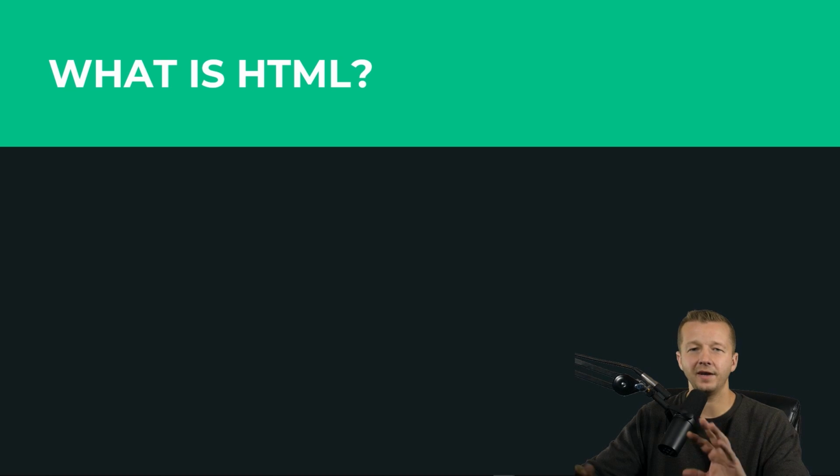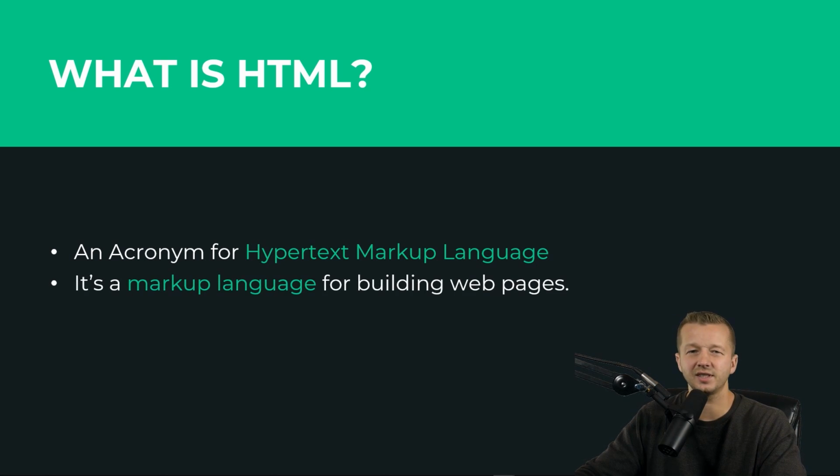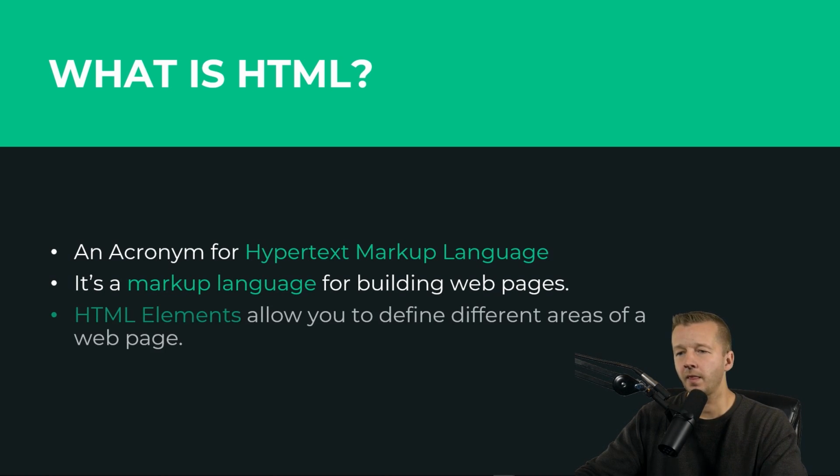So let's talk about the very, very basics. And again, I'm aiming this at absolute beginners. So if you already know this stuff and you just want to fast forward to the part where we actually start coding HTML, then go ahead and do that. So HTML, first and foremost, is an acronym for Hypertext Markup Language. All right, sounds scary, but it's not. So it's basically a language for building web pages. HTML elements allow you to define different areas of a web page. So let's take a look at what HTML actually looks like.